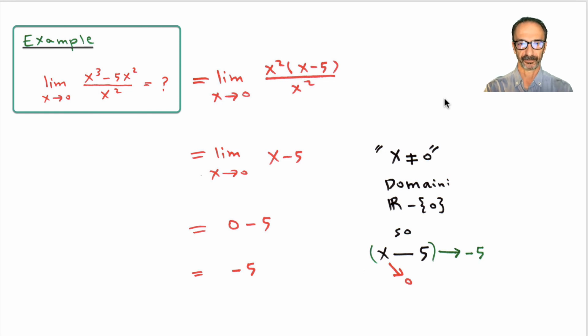In the meantime, I know this is a line, x minus 5, with a slope of 1 and a y-intercept of -5, but there will be a hole in the graph at x equals 0, because you're approaching 0 but you cannot be at 0. You cannot be at 0. Okay? So the limit is -5. I think that should do it.